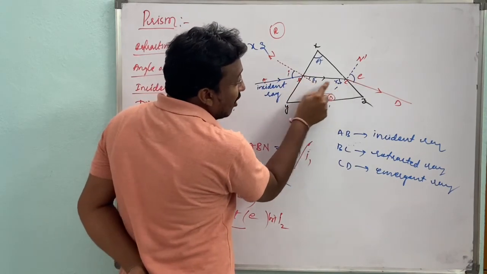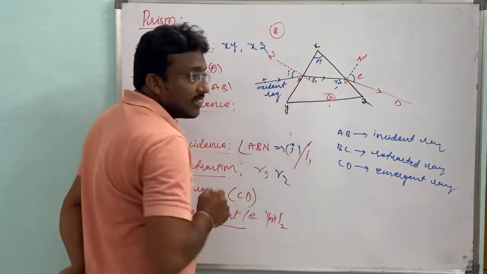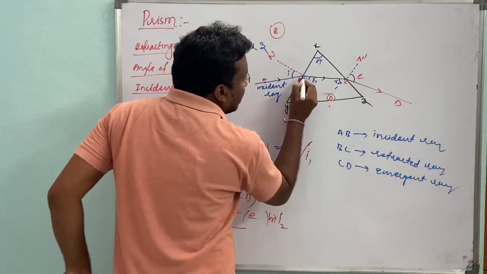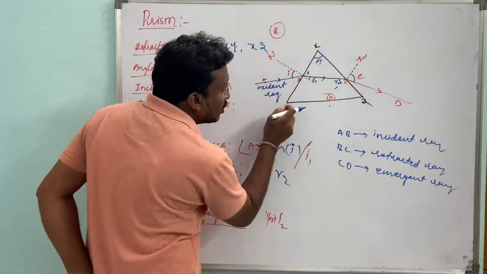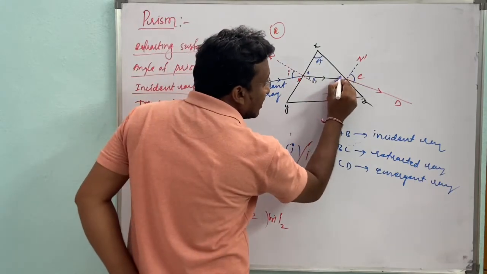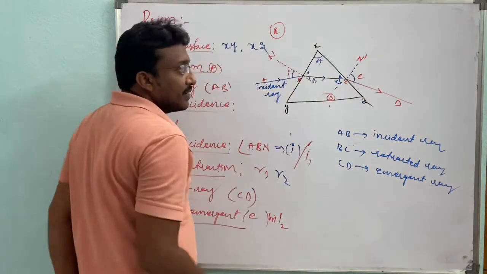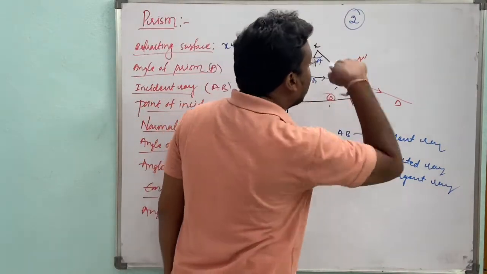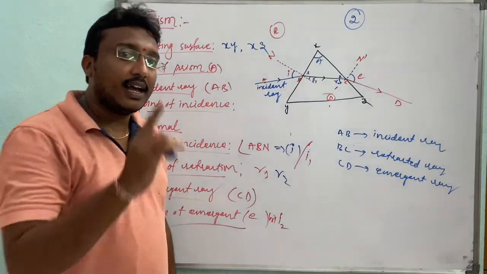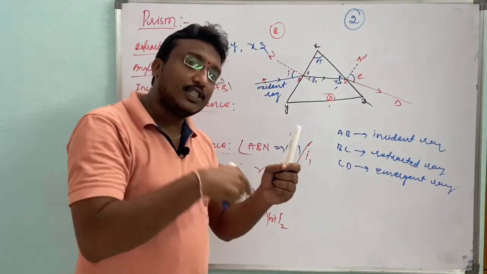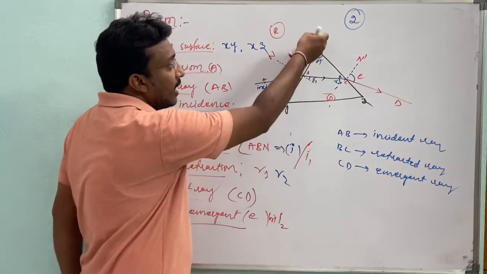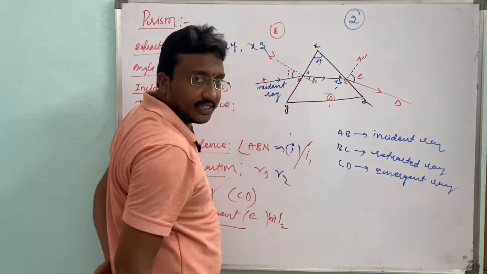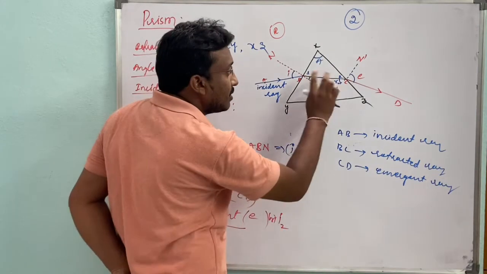Then how many refractions take place? In the case of a prism, the first refraction is on the XY plane, the second refraction on the XZ plane. Then how many refractions take place in the prism? Two. Two times refraction takes place. Right? The incident ray can refract two times. At the first plane XY it refracted, and at XZ also it refracted. Important point.